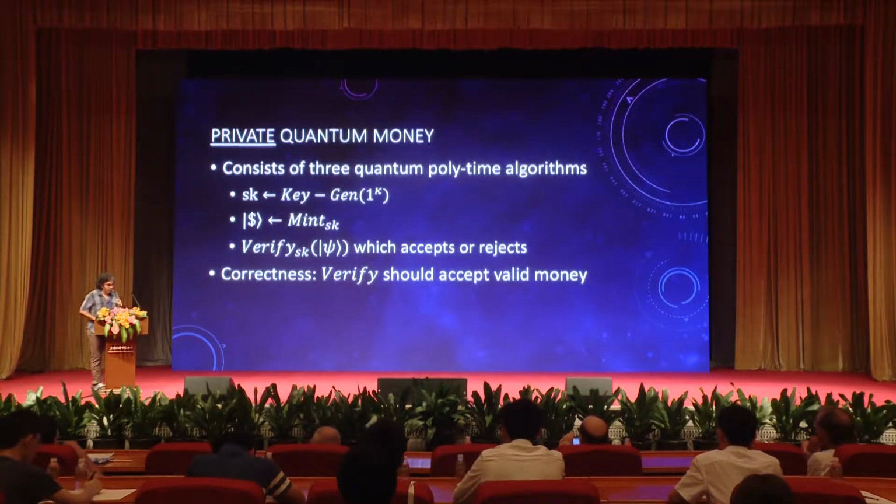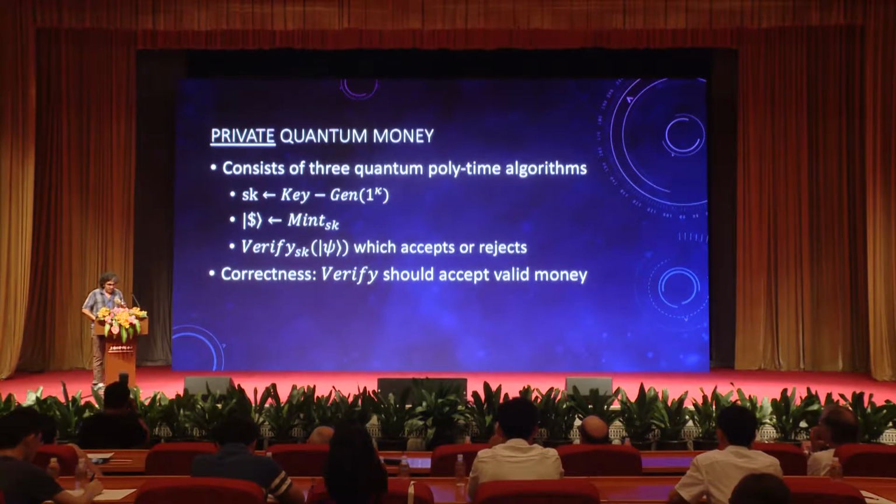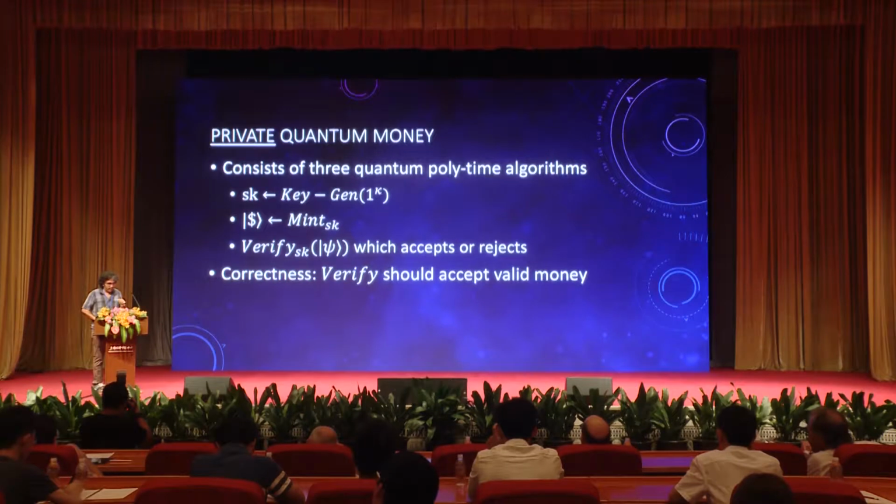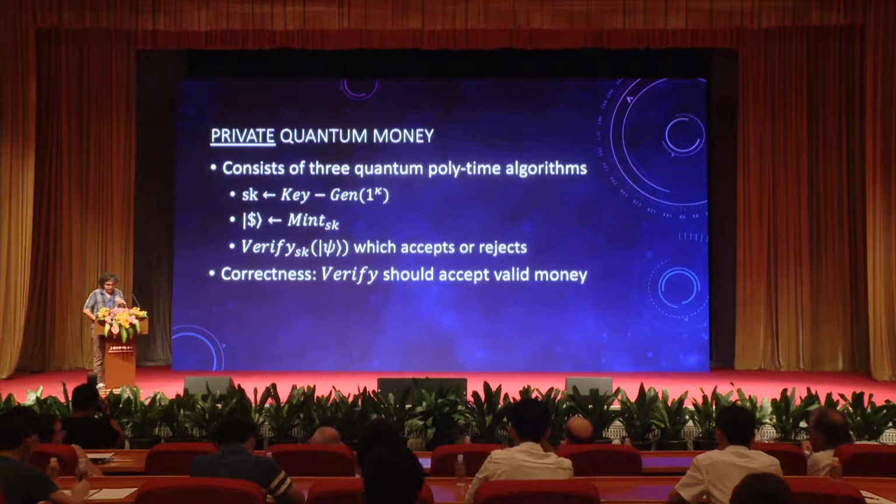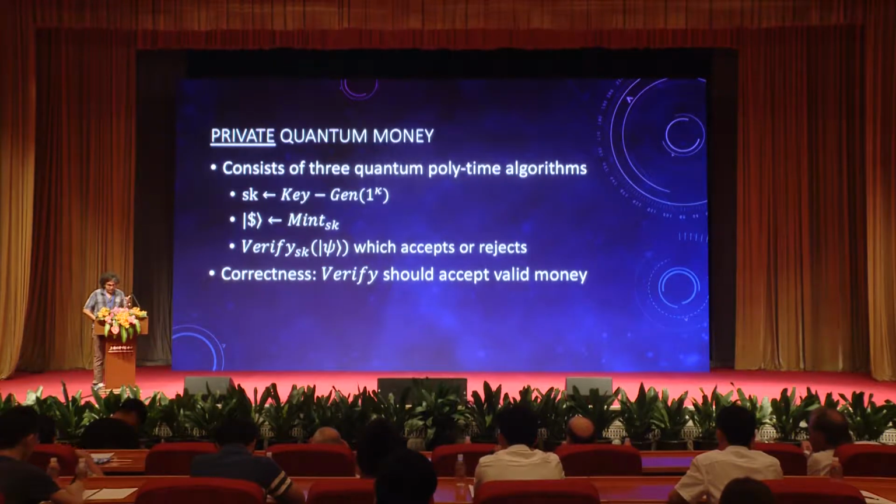Okay, so how do we formalize these notions? Both private quantum money and public quantum money consist of three algorithms. The first is the key generation algorithm, which takes a security parameter, which we'll see later what it means, and outputs a secret key. Then, using the secret key, there's an efficient way to prepare the quantum money state. And verify, which takes the secret key and an alleged quantum state and either accepts or rejects.